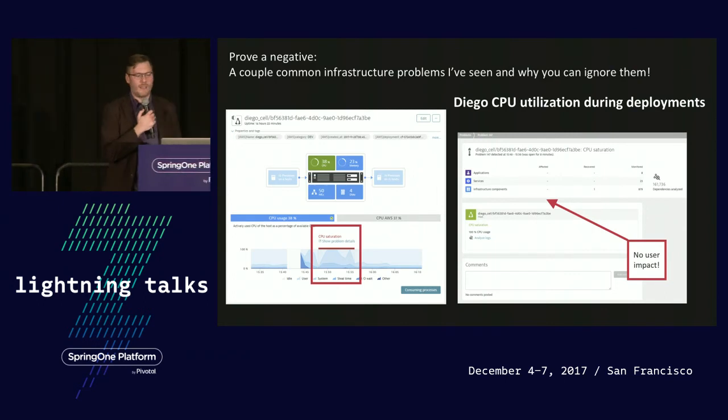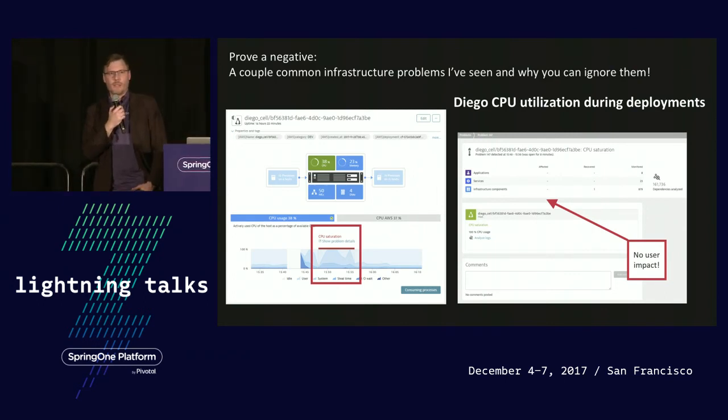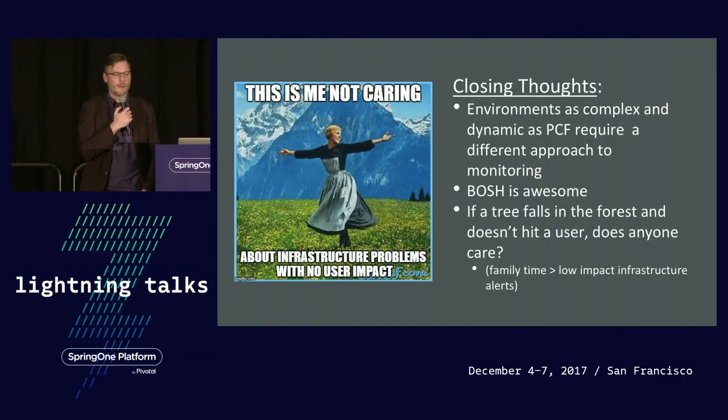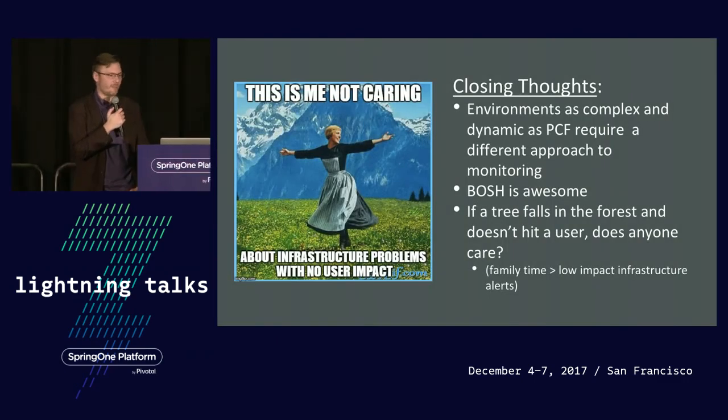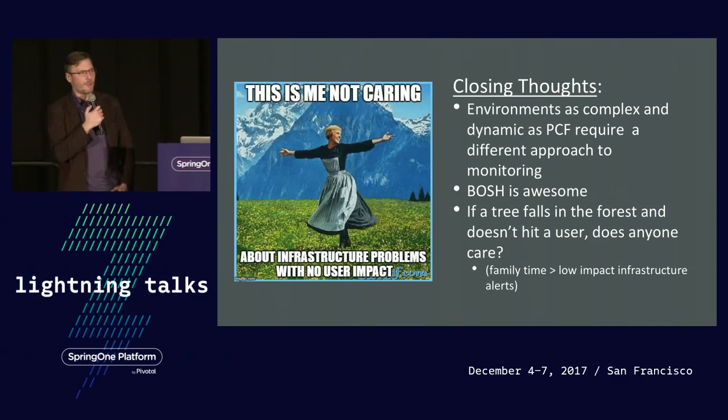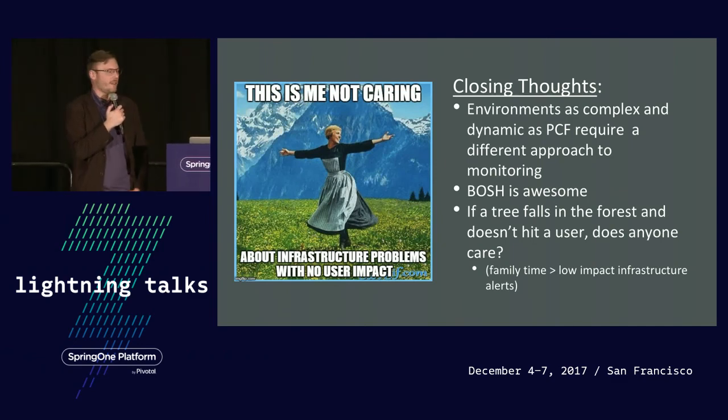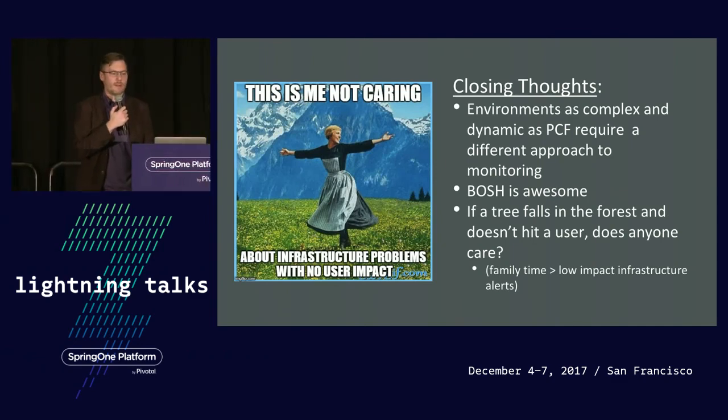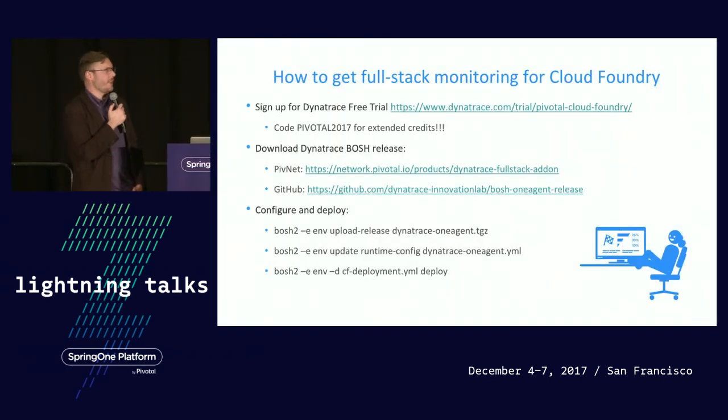I have a phrase that I like to drop on people: if a tree falls in the forest and it doesn't hit a user, does anybody care? Here I dropped a nice little meme picture on everybody. My take on this is, if you have infrastructure problems that aren't impacting the end user, maybe we shouldn't worry about it. It's just not something we really need to be concerned with.